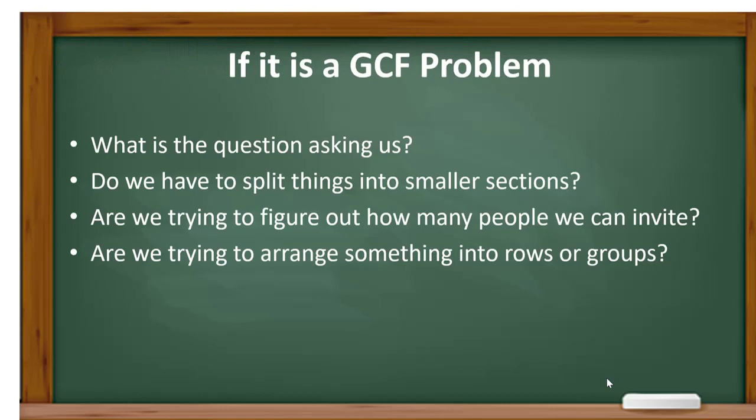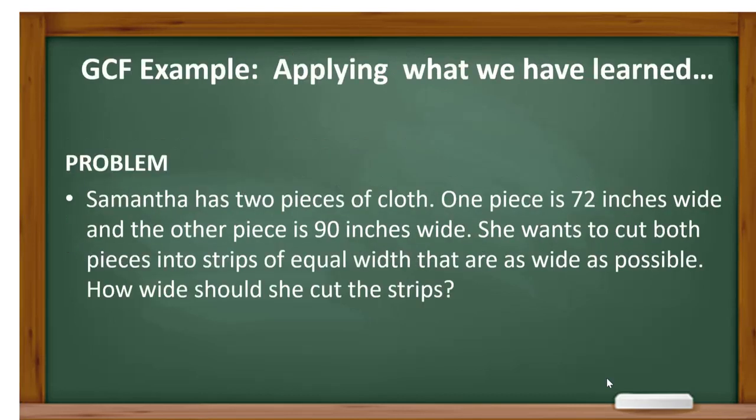What is the question asking us? So if it is a GCF, do we have to split things into smaller sections? Are we trying to figure out how many people we can invite? Or are we trying to arrange something into rows or groups? These are all questions in answering greatest common factor.